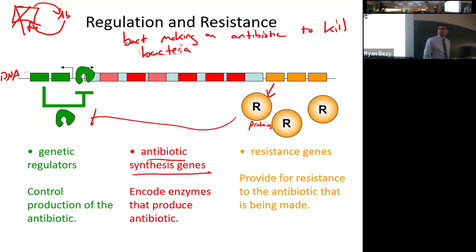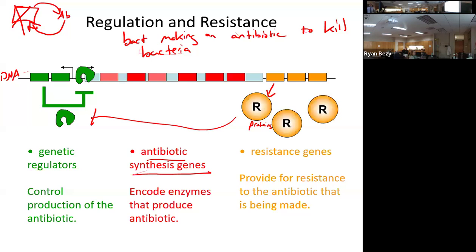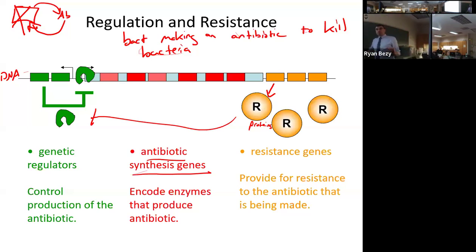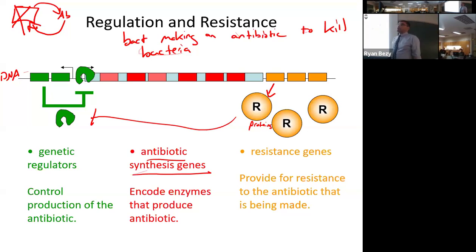Questions about that? Is there like an antibiotic that will kill the bacteria that makes it? Yeah, if you take away the resistance genes and the enzyme that helps protect them, they'll die. If you knock out that gene and they start making antibiotic, they'll kill themselves. Is it an added gene or do they have it already? It's evolved. They've evolved to have that already over time.